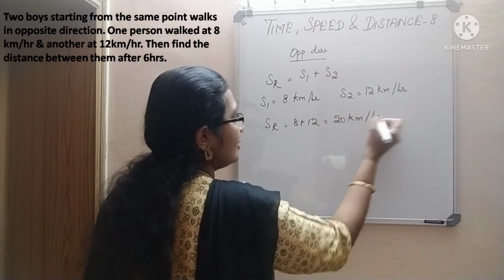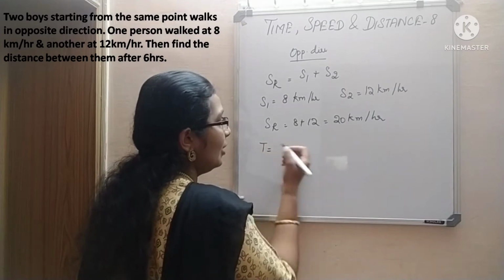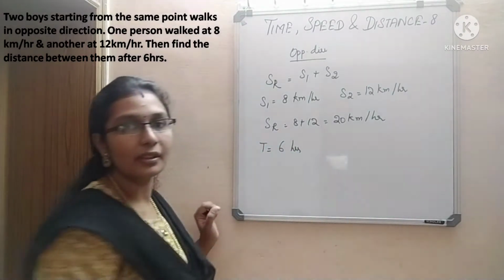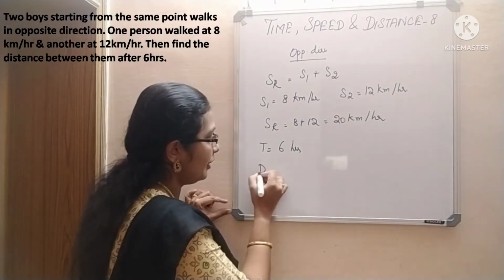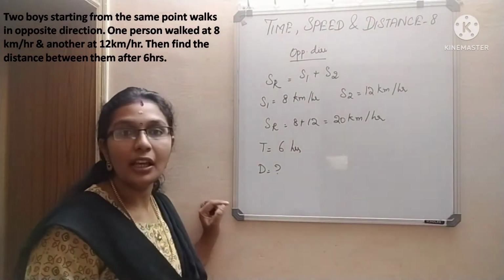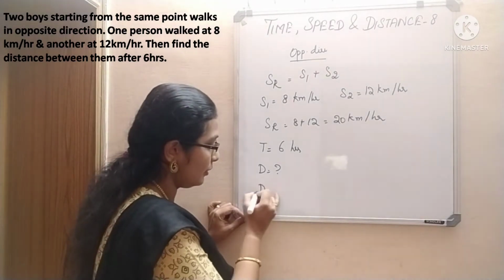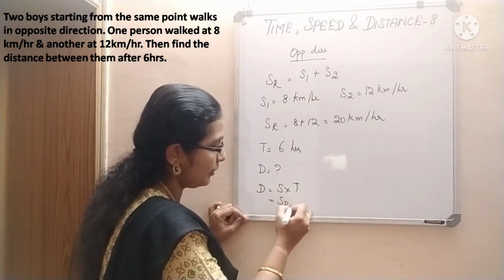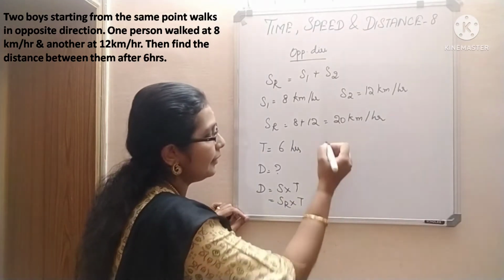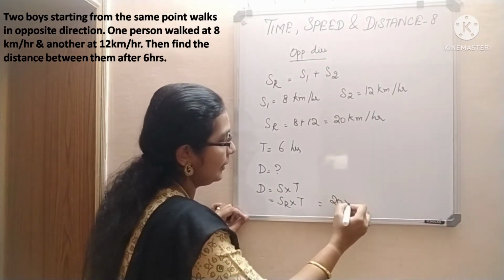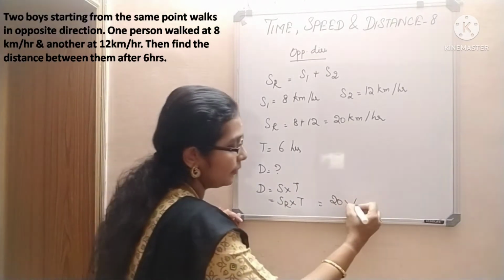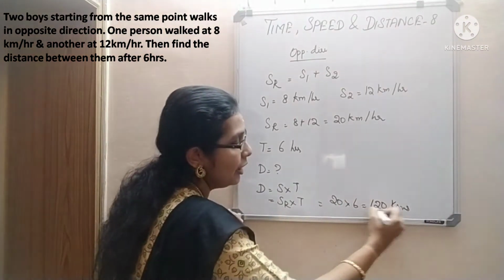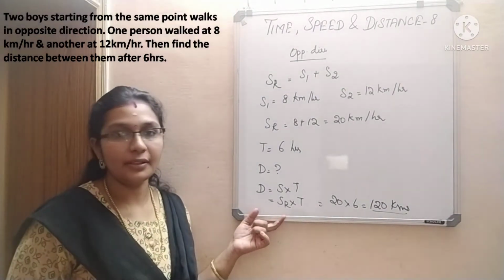And what is the next hint given? They have given the time, 6 hours, and we will have to find the distance. Clear? So usually how will you find the distance? Distance is equal to speed into time. So here we will use the relative speed. Relative speed is 20 into time 6, which is equal to 120 kilometers. So this is nothing but the distance between them.